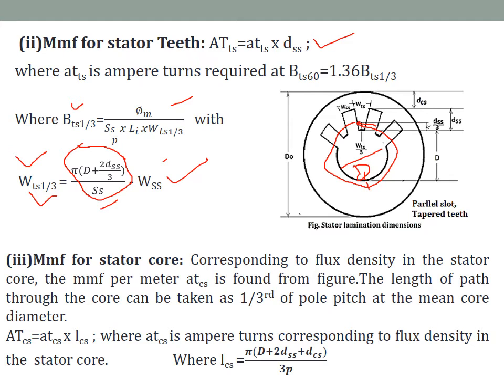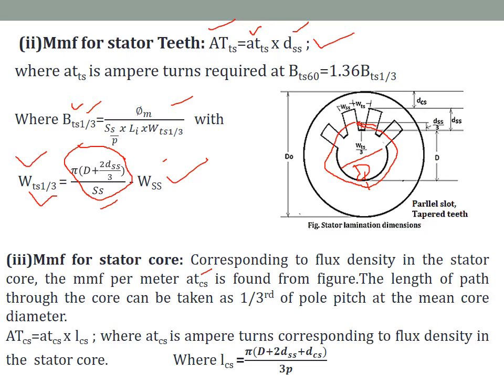So for the corresponding flux density, you should get the value of ATts, ampere turns per meter, from the chart for that material. Multiply with the dss, you will get capital ATts. Now coming to the stator core, corresponding to the flux density in the stator core, the MMF per meter, ATcs, is found from the figure.